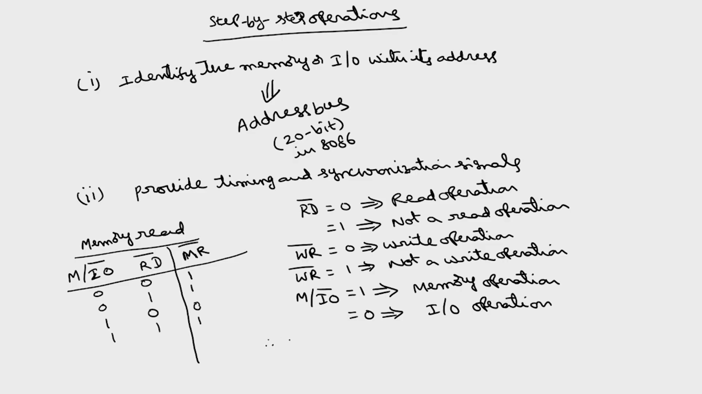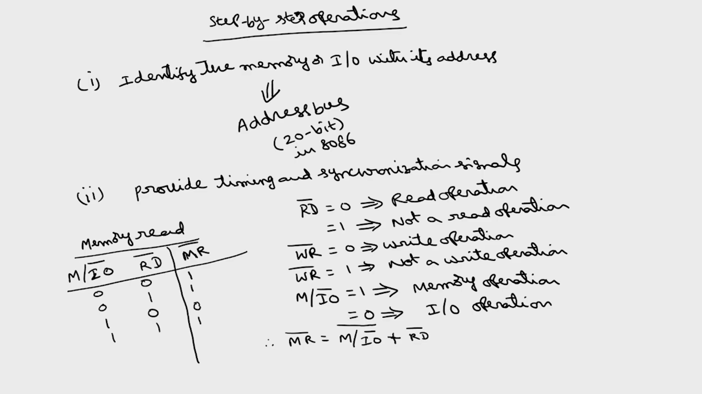So, the memory read bar logic expression will be memory read bar is equal to, this is 0, so we can have M by IO bar is 1, so M by IO bar plus RD bar. RD bar is 0 means you have to take RD bar. So, using this signal you can generate memory read bar. If memory read bar is say 0, then this will be 1. So, memory read bar is 1 plus anything is 1.